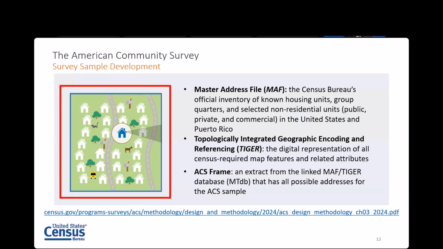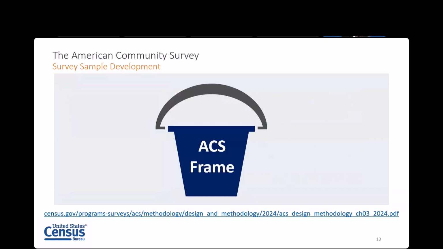Some of you may know it by its fierce name of TIGER. So the Master Address File plus the TIGER system makes up the database used to select the sample for the ACS. This Master Address File and TIGER database is known as the MTDB. From this database, an extract is provided for use in the ACS, which is the ACS frame. So consider the frame as the bucket of all possible addresses eligible to be sampled in the ACS.